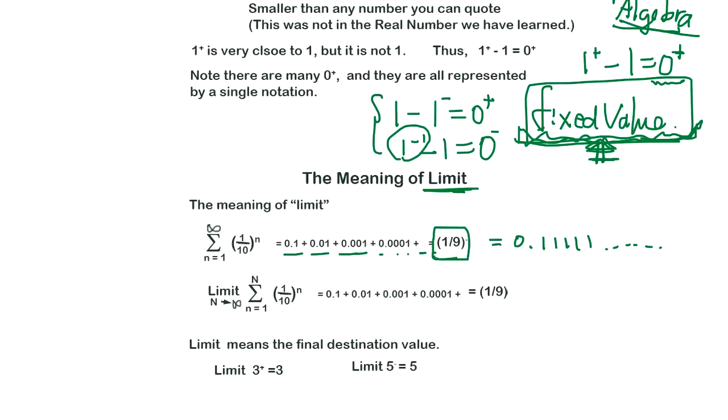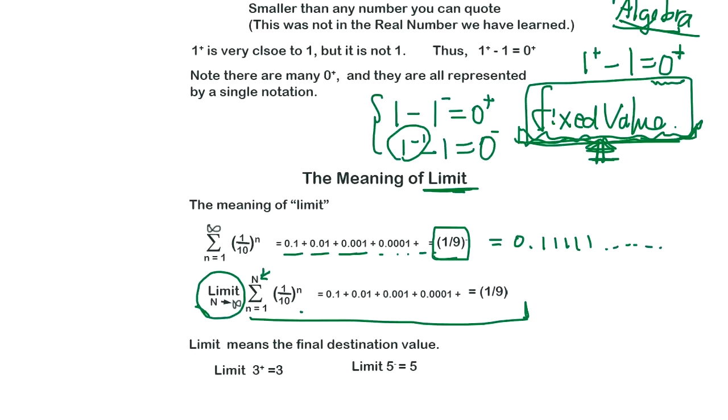This has a fixed value, right? And n goes to infinity. That means we write it this way: n goes to infinity, and put the n here. So this math notation, limit n goes to infinity, means make n go to infinity. Okay? So that's the meaning of limit.